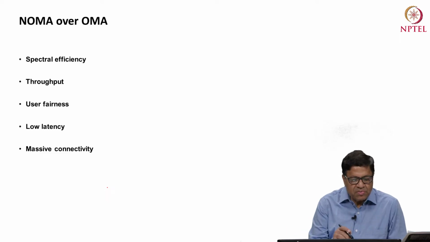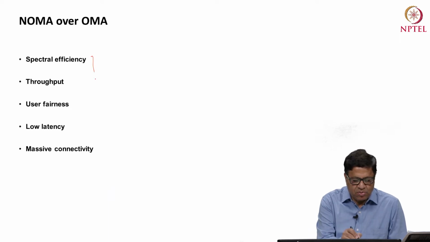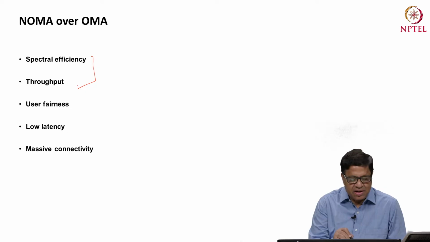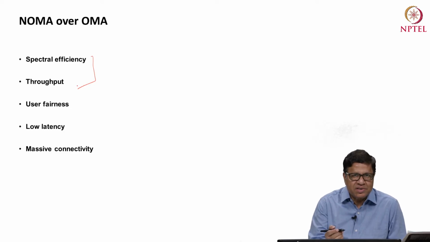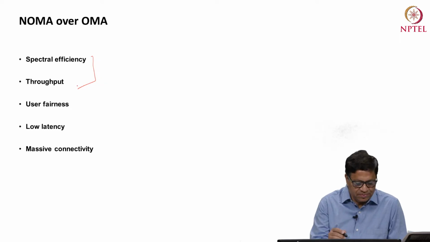So these are some of the advantages of NOMA over OMA. As we know, spectral efficiency and throughput are better in NOMA, because in NOMA, users have all the resources, irrespective of whether they have a poor channel condition or a strong channel condition. Each user actually has all the resources available to them, which basically increases the spectral efficiency and the throughput.